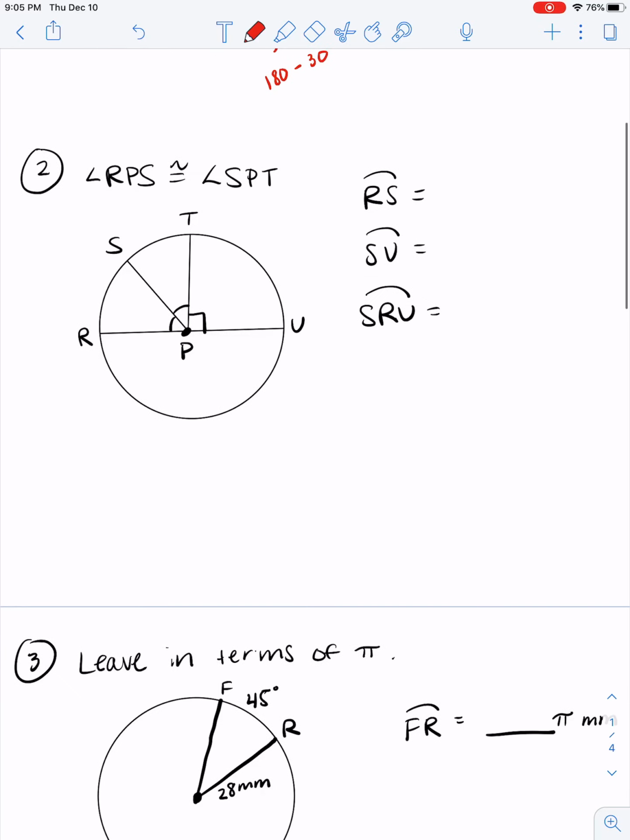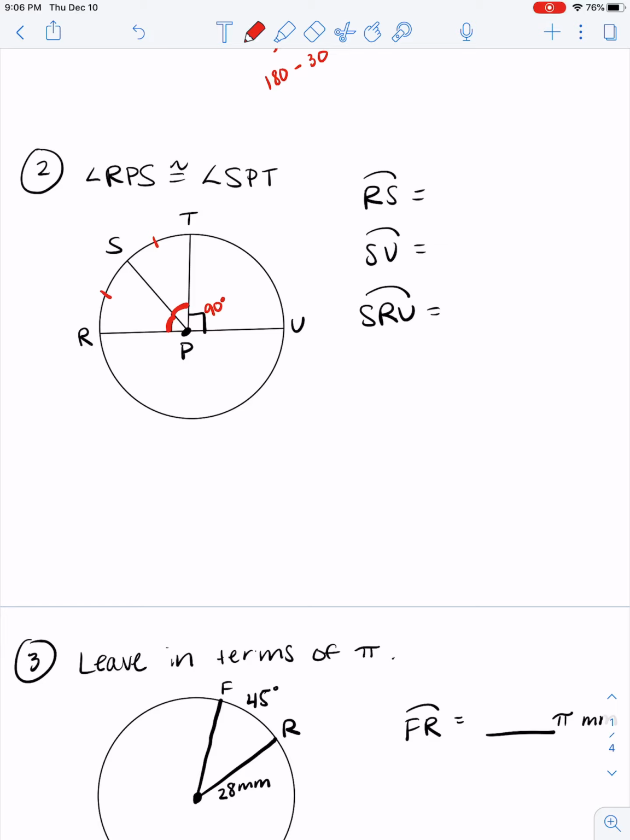All right, next one. This says angle RPS is congruent to angle SPT. So this angle right here is congruent to this angle right there, which is why they have the same little mark. And based on the other mark here, this little box in the corner means that this angle is 90 degrees. So RS and ST, I know that these little arcs are the same because those angles are the same. And I'm looking for RS, SU, and also SRU.